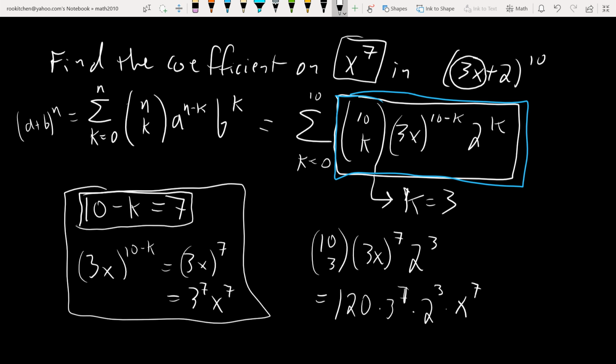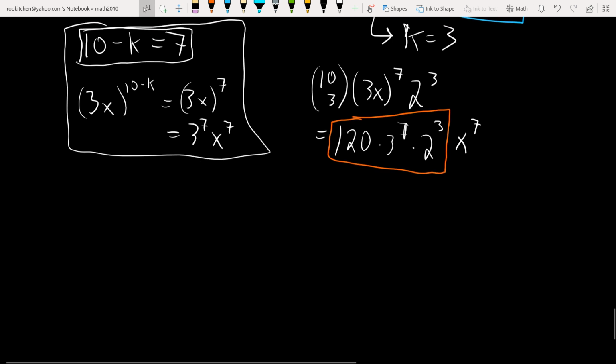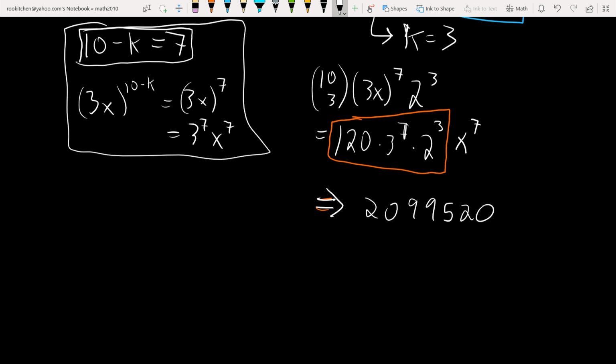And then we want the coefficient, right? When they say give me the coefficient, they mean everything in front of the variable part. So this implies the coefficient is 2,099,520, and that's the answer they want. They don't want the x to the 7th. Oh, let's see what else they have.